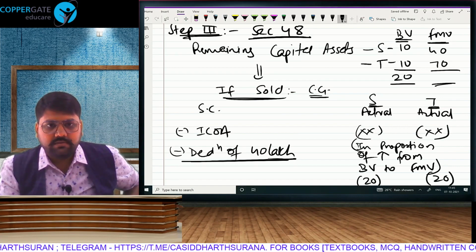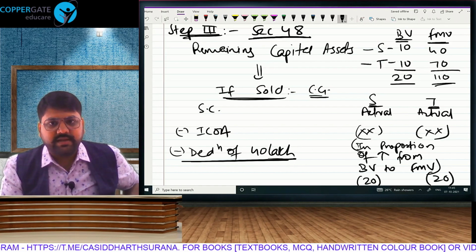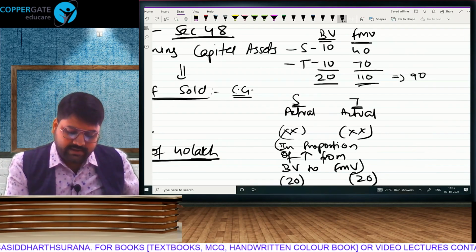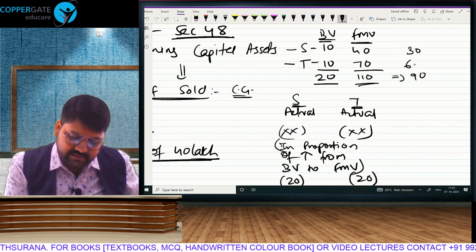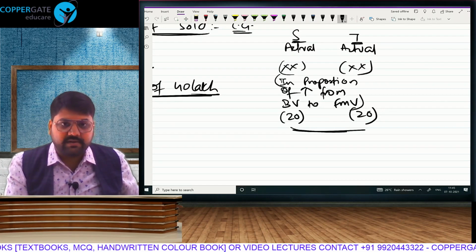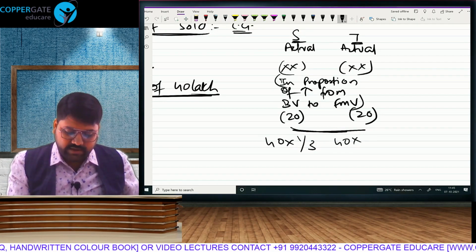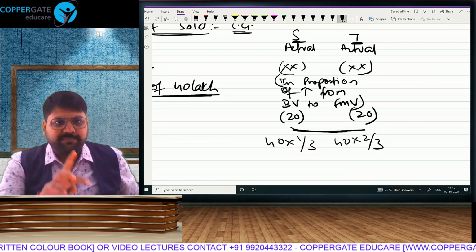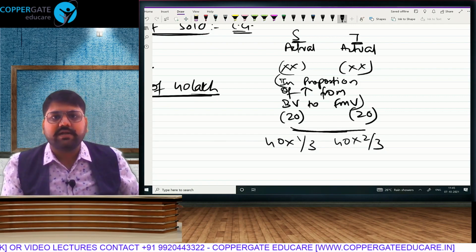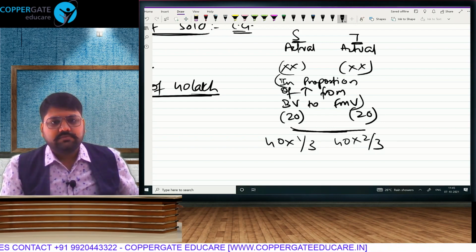Okay. So what is the total here? 110. What is the total increase in fair market value? 90. And in what proportion has that 90 increased? 30:60. So when we take deduction of 40 lakh here, what we will do? Over here, we will take 40 into 1/3 and 40 into 2/3. In the proportion in which book value increased to fair market value, in that proportion 40 lakh ka deduction will be taken against our continuing fixed assets. Understood?